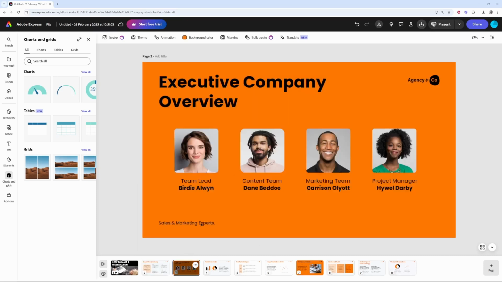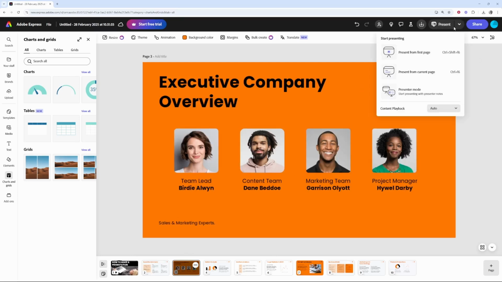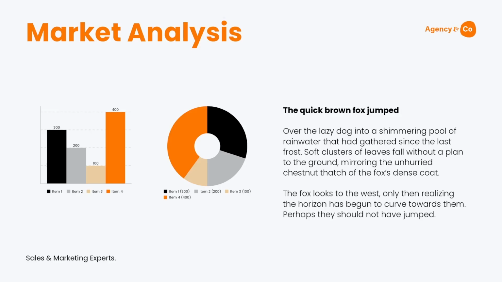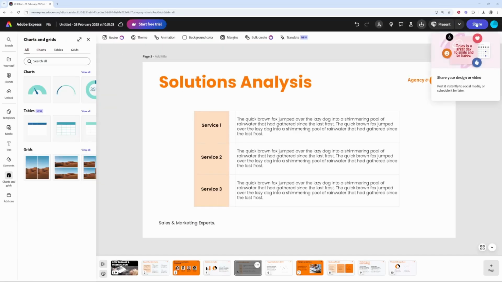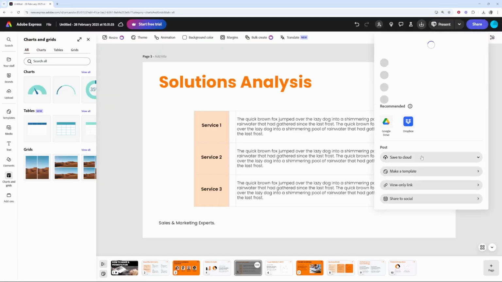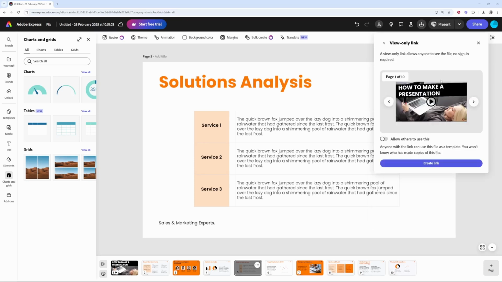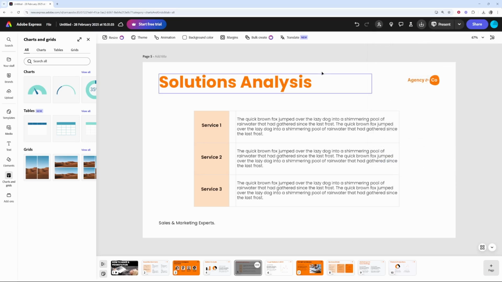But apart from that, once you've configured your presentation, you can then either present it by clicking on present from first page, and that will open up your presentation and you can then flick through it by clicking the arrow keys, or you can share it with someone. So if you go to share, you can download this by clicking on save to cloud, or you can get a view only link which will allow people to view the presentation. So there are many different things that you can do, but I hope this quick presentation tutorial did help you out.